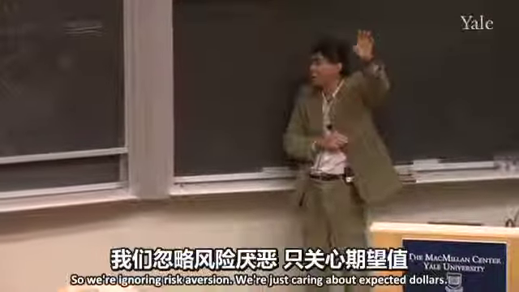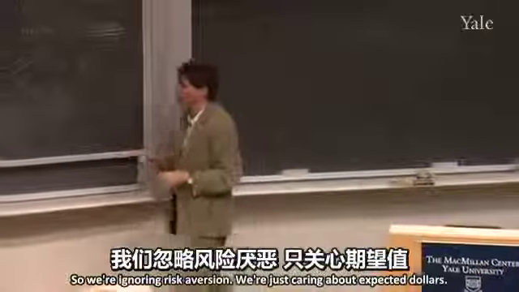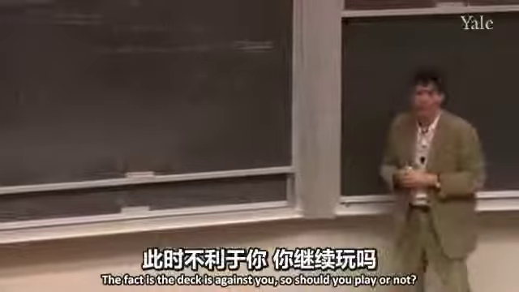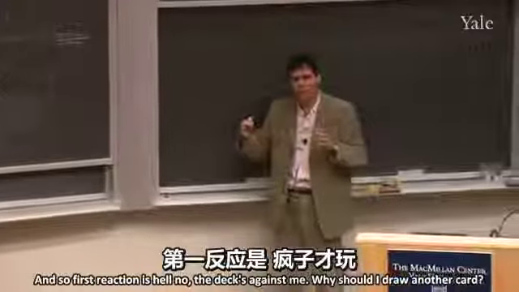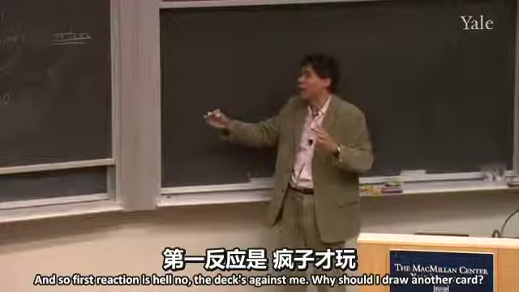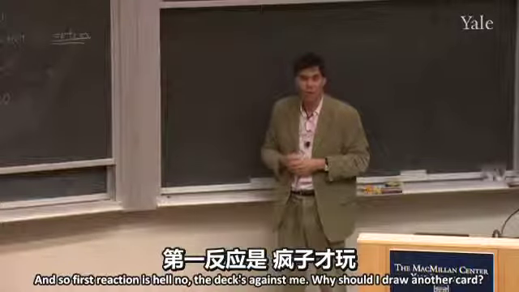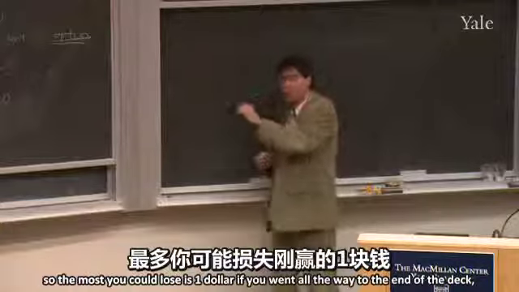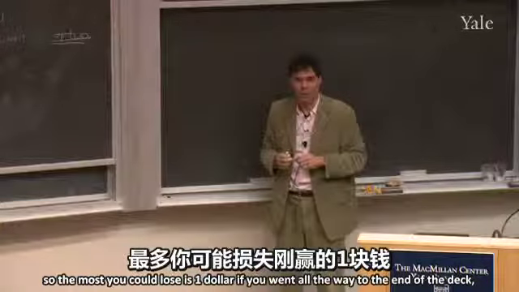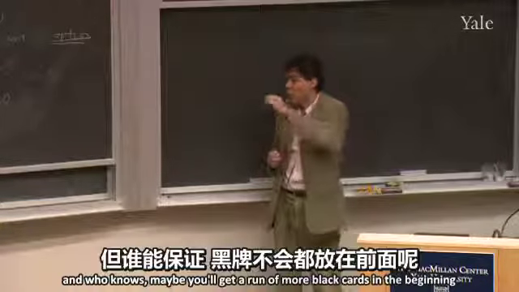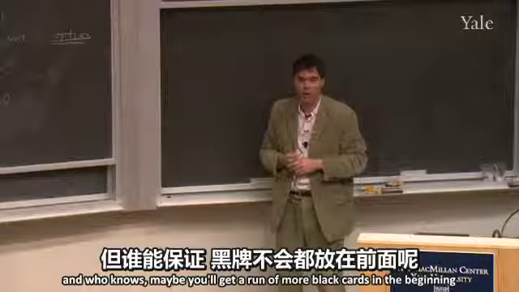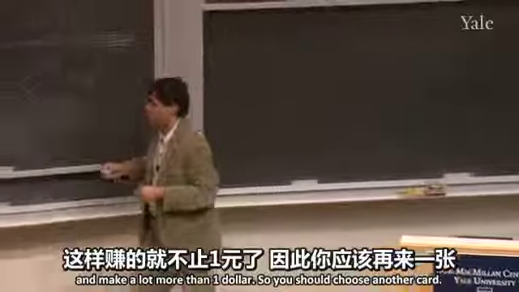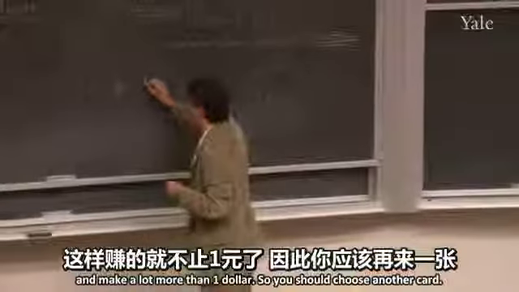So we're ignoring risk aversion. We're just caring about expected dollars. The fact is the deck is against you. So should you play or not? First reaction is, hell no, the deck's against me. Why should I draw another card? But you still have the option of going to the end of the deck. So the most you could lose is $1 if you went all the way to the end of the deck. And who knows, maybe you'll get a run of more black cards in the beginning and make a lot more than $1. Okay, so you should choose another card.